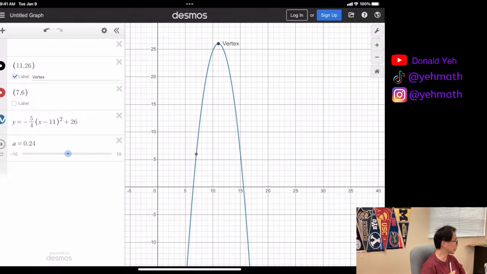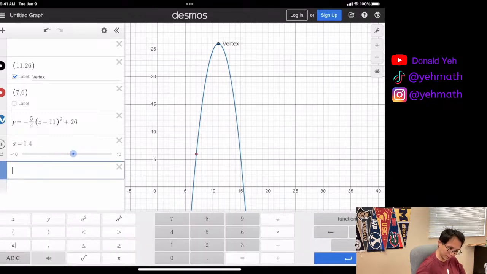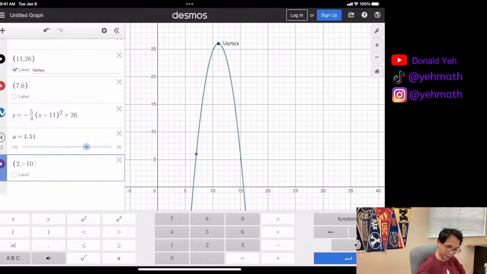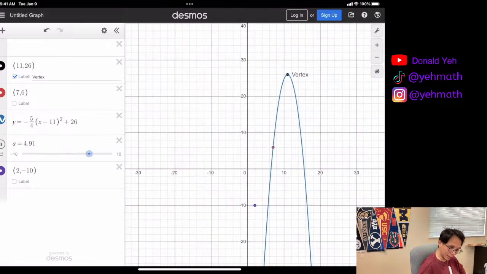Annika, when's your birthday? February 20. Okay, so it's almost Valentine's. So that's going to be 2. I'm going to say negative 10 is okay. So we're going to have some negative number. So this is a new vertex.